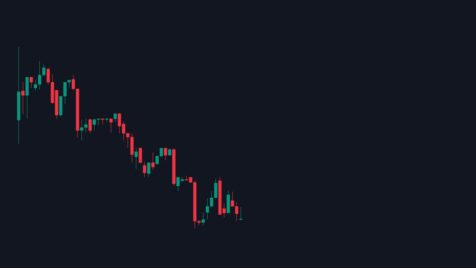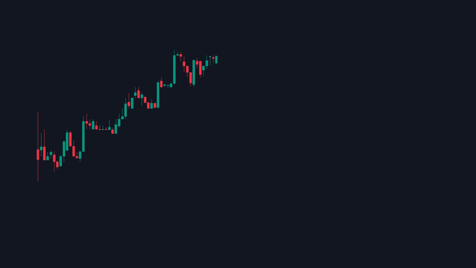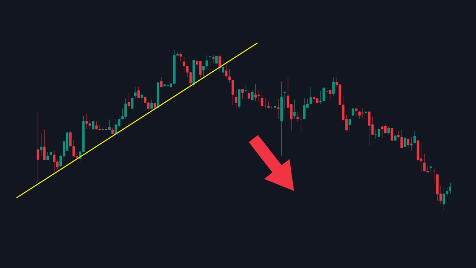In a downtrend, we draw the trend line above the candles. When the price breaks this trend line, it suggests a potential reversal may occur, indicating that the price might start moving higher. Conversely, in an uptrend, we draw the trend line below the candles. If the price breaks this trend line, it signals a potential reversal, indicating that the price might start moving lower.